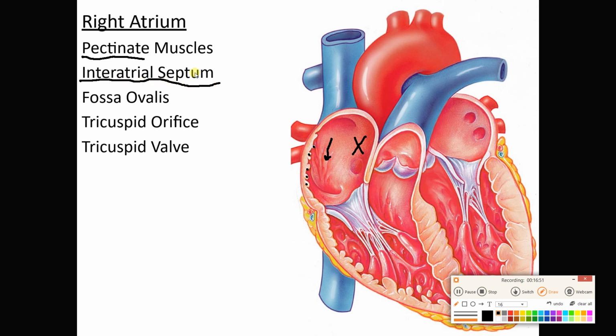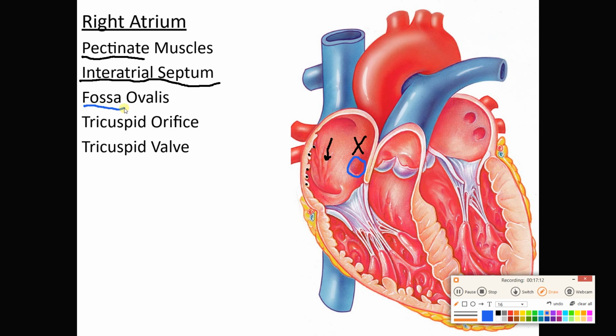Septum is a wall between the atria. Interatrial septum. Now, in this wall, there is a dent. I'm going to put a little circle around that dent. In this wall is a dent. That dent is called the fossa.